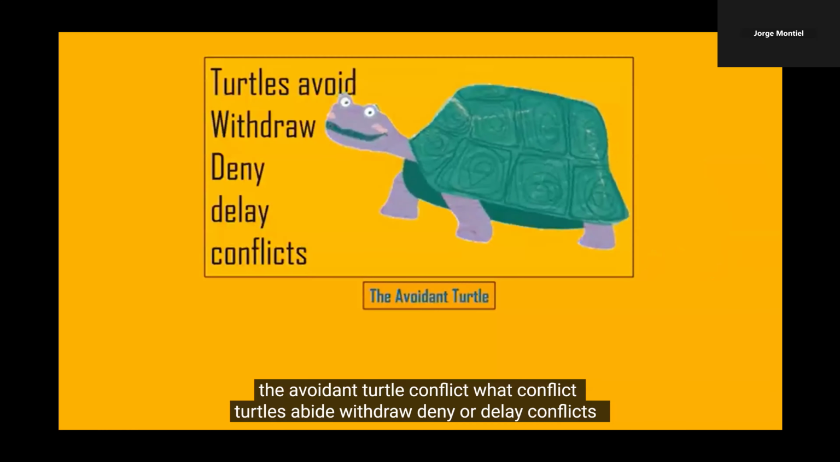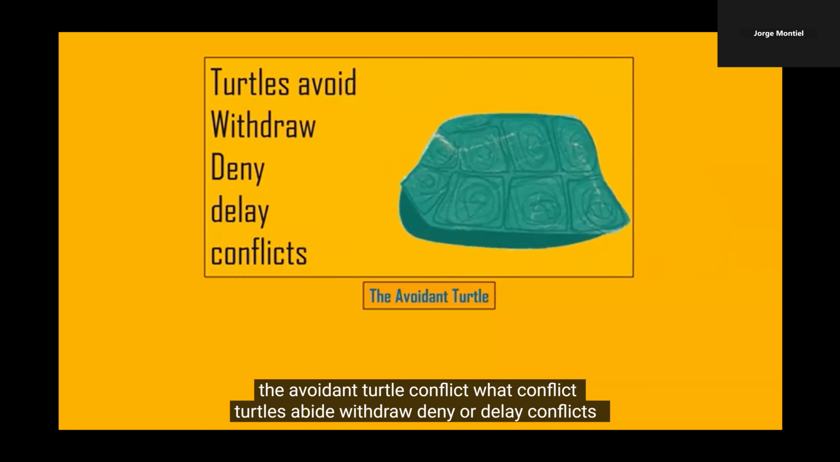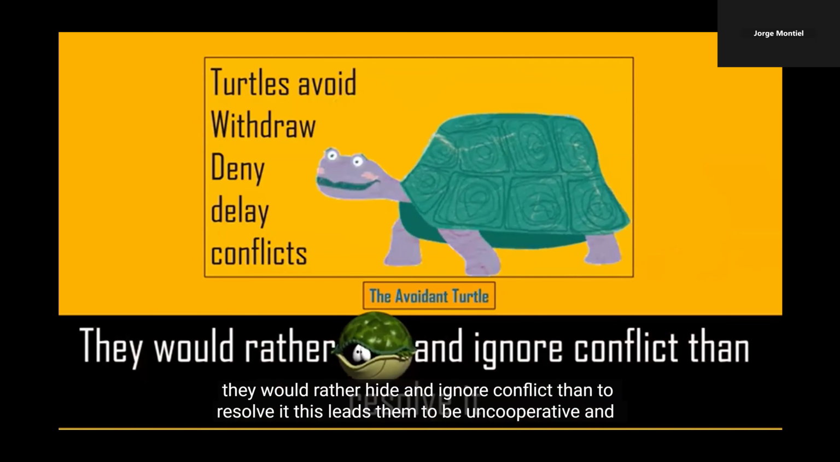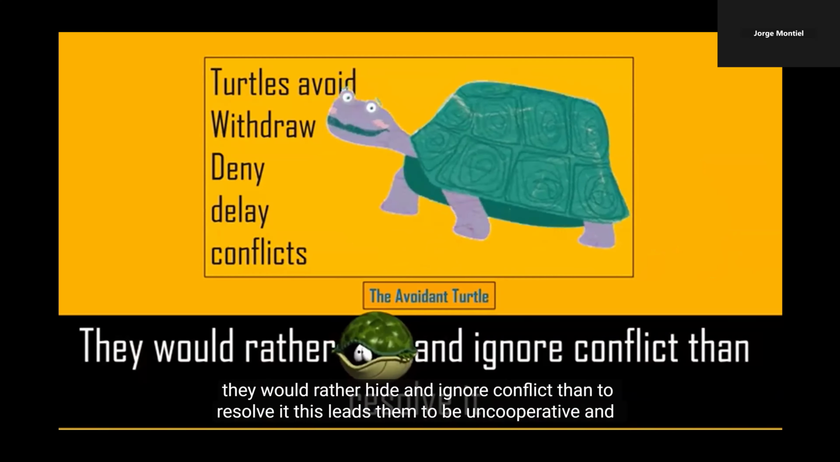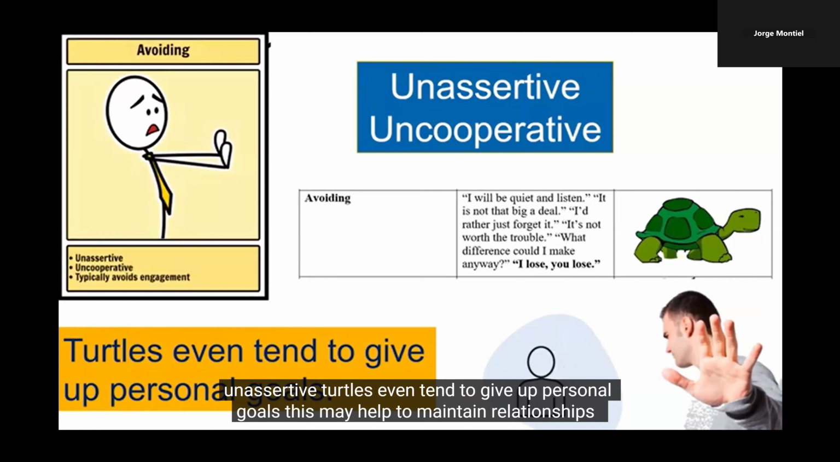The avoidant turtle. Conflict? What conflict? Turtles avoid, withdraw, deny, or delay conflicts. They would rather hide and ignore conflict than resolve it. This leads them to be uncooperative and unassertive. Turtles even tend to give up personal goals.